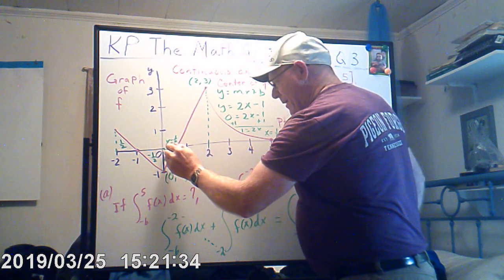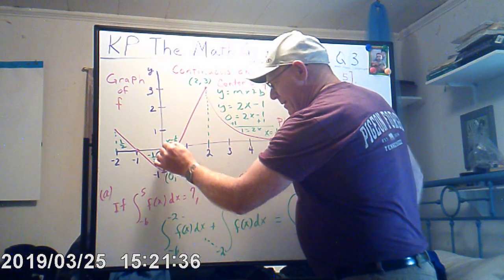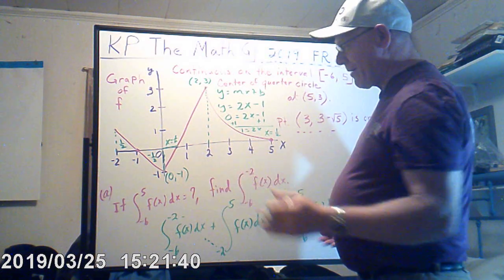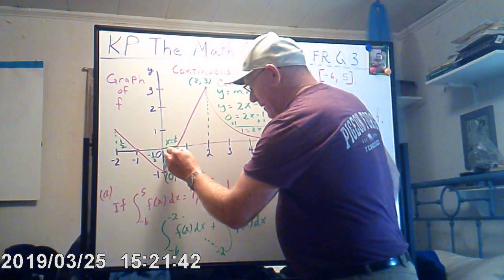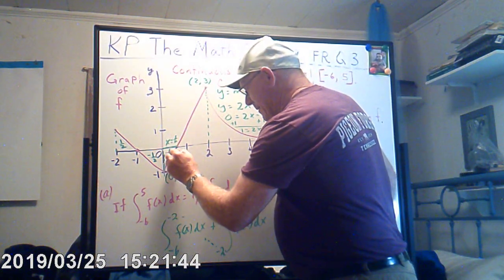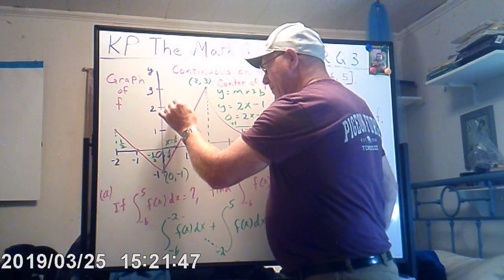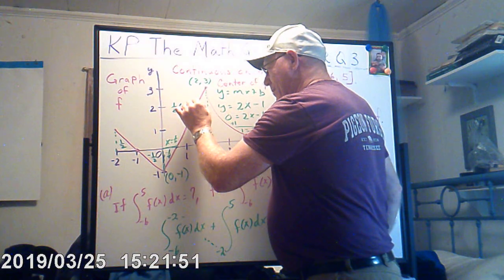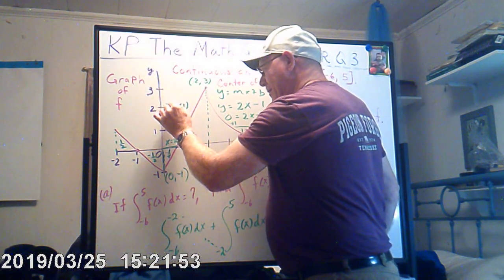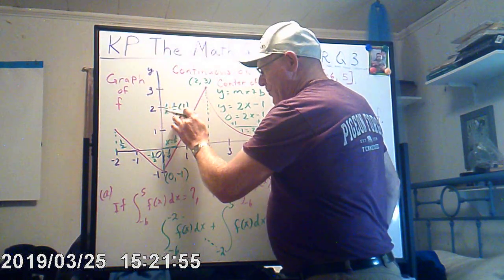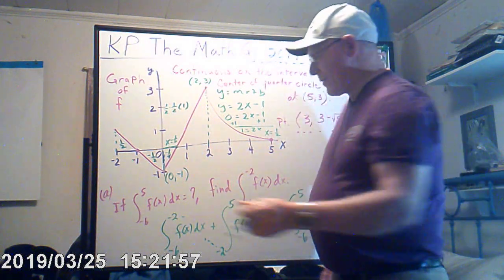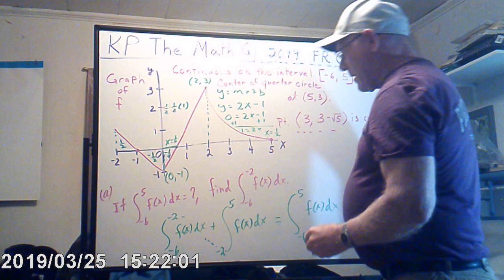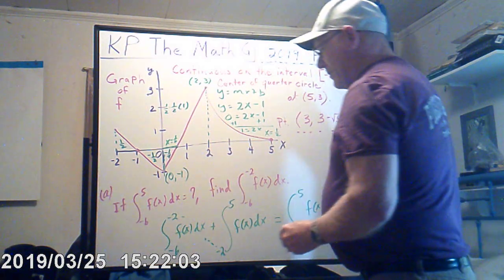Now I know how far this is. This is 1/2. So 1/2 times 1 is 1/2. Now remember, you take half of that. So it's actually 1/2 times 1, and then you multiply that by 1/2, so 1/4 times 1, which is 1/4. But since it's below the x-axis, it's negative. So we know that's negative 1/4.